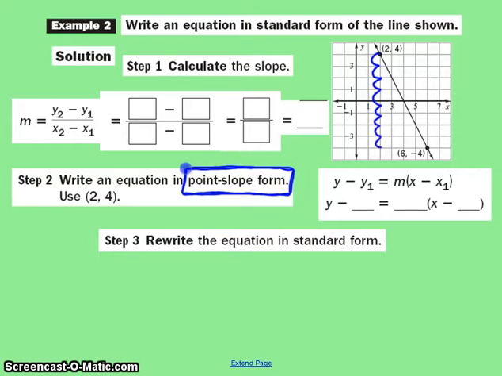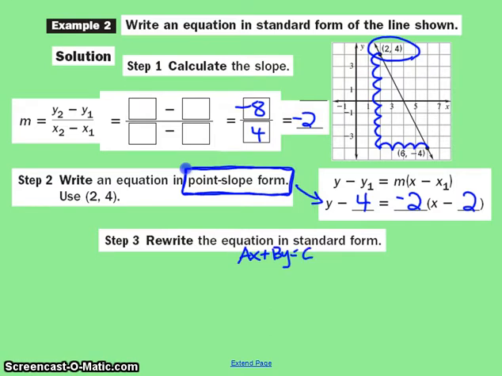5, 6, 7, 8, down 8, and over 4. That means my slope is -2. So I already know my point slope form, and I'm going to use this positive point: y minus 4 equals -2 times x minus 2. I have an equation in a form right now. I have it in point slope form, but for it to be in standard form, I need the x and the y on the same side of the equation and the number on the other.